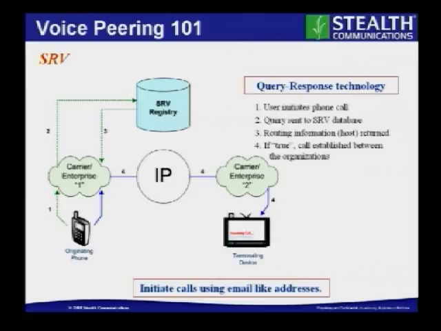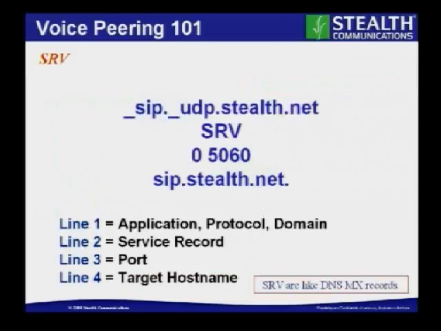SRV, this is pretty cool. SRV, again, it's just like ENUM, except SRV is used to initiate telephone calls using email-like addresses. So just like that, for every domain name, you're basically creating this type of record. You're mapping your protocol and a transport to your domain name, and you're telling what host name those calls are routed to. So in this example, any traffic for SIP UDP for StealthNet is routed to sip.stealth.net.